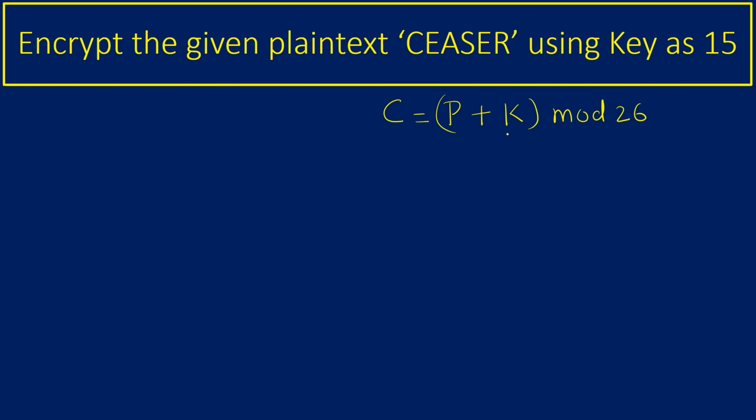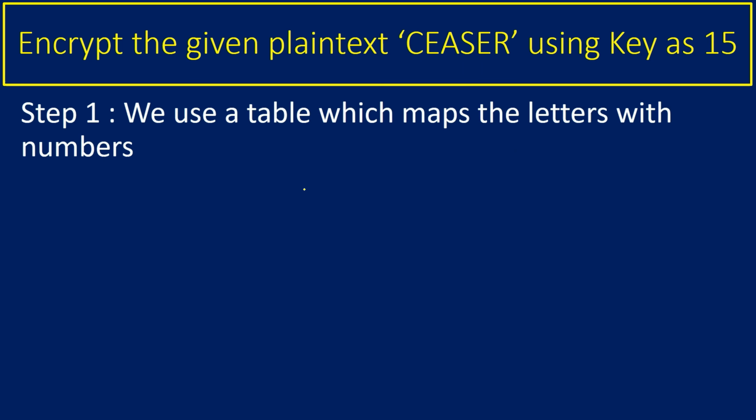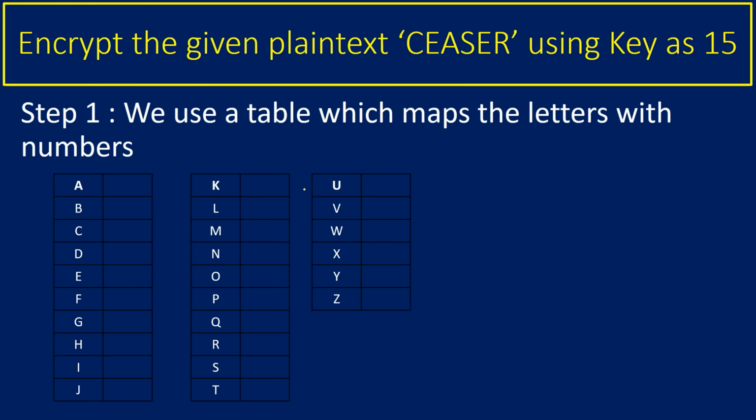Our key is 15, which is a number, but our plain text are letters, and hence we have to map each letter to numbers, for which we require a mapping table. So step 1 is that we should use a table which maps the letters to the numbers. For example, these are the letters. I should map these letters to numbers. So A is mapped to 0, B is mapped to 1, C is mapped to 2, D is mapped to 3, 4, 5 and so on. You give numbers to each of the letters till you reach Z, and Z will be 25.